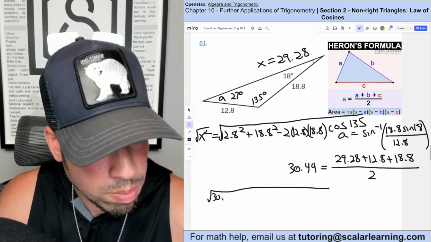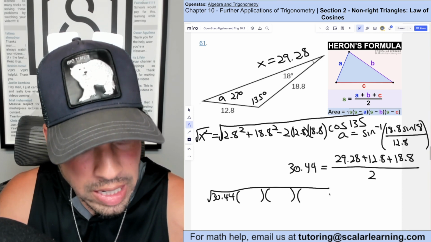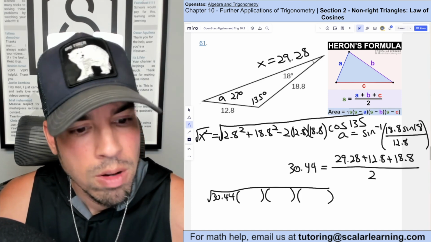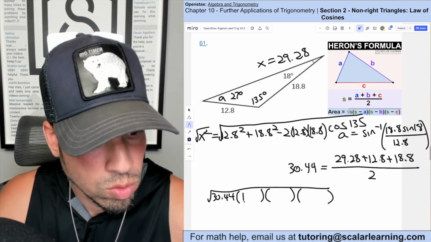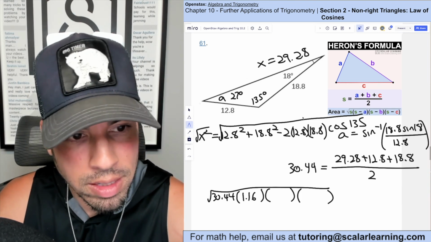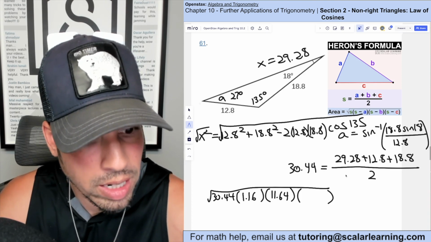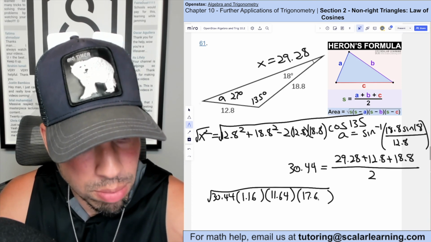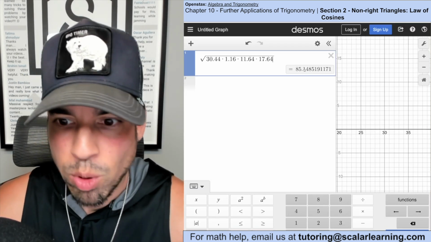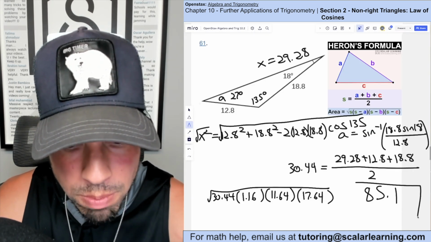So we got 30.44, and then we multiply it times the difference of s and each of the individual side lengths. So for example, 30.44 minus 29.28, that's 1.16. 30.44 minus 18.8 is 11.64. And last but not least, this minus 12.8, that is 17.64. All right, let's plug it into Desmos. And when you plug it all in, we get 85.1 to the nearest tenth. So the area is 85.1, boom, done.